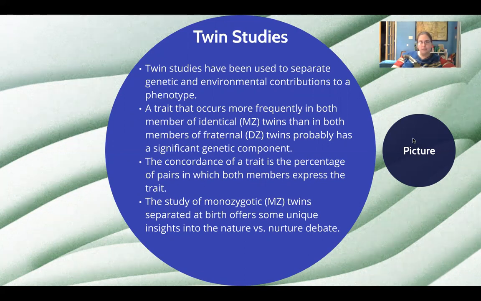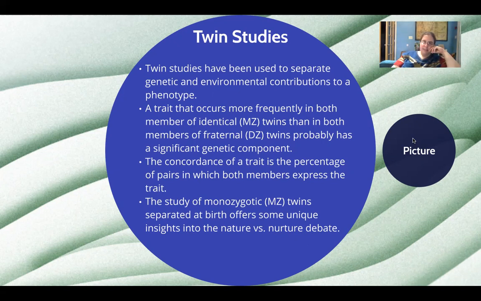The concordance of a trait is the percentage of pairs in which both members express the trait. So what that means is, concordance is just simply us looking at the likelihood that both twins will have a trait. So if you see a higher concordance in identical twins than you do in fraternal, likely a stronger genetic component. If you see equal concordance in identical and fraternal, then likely an environmental component.